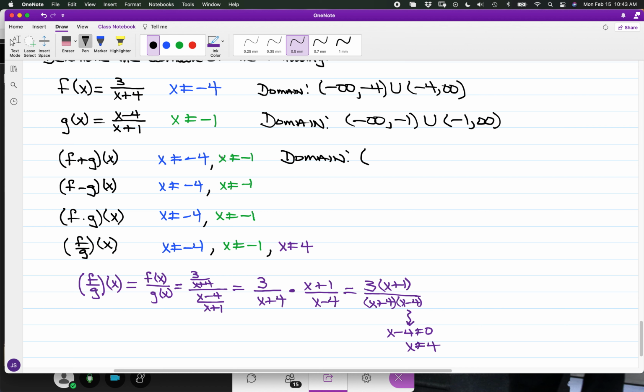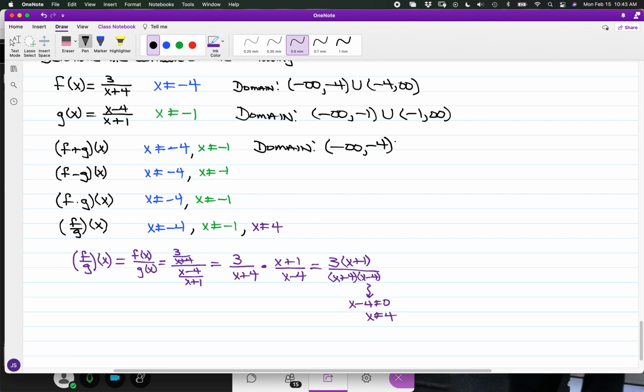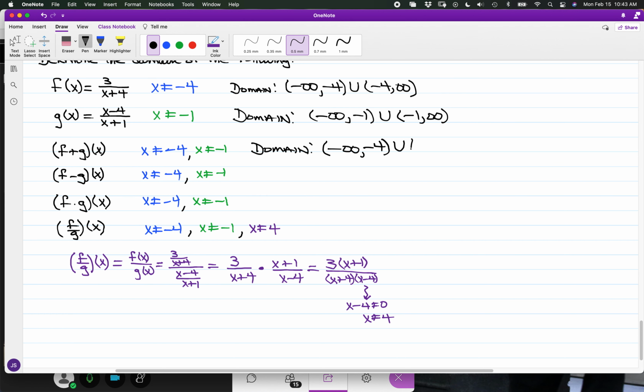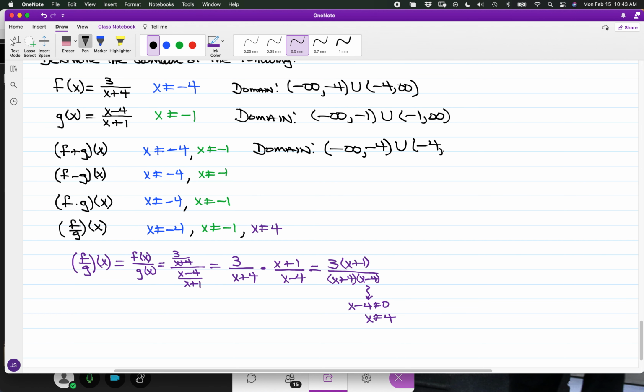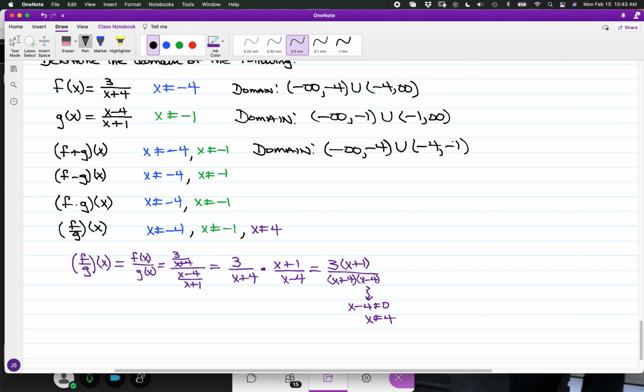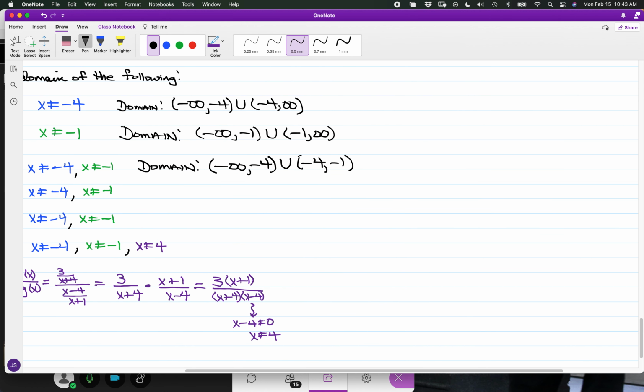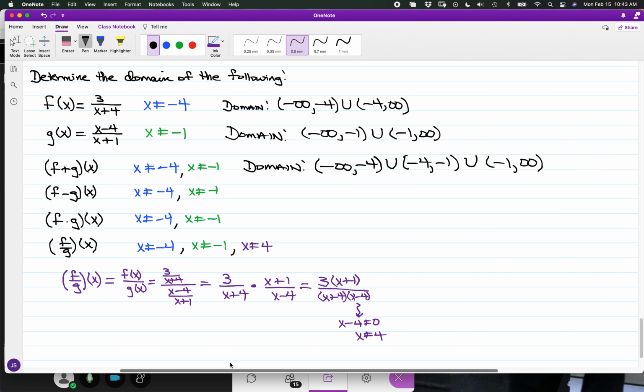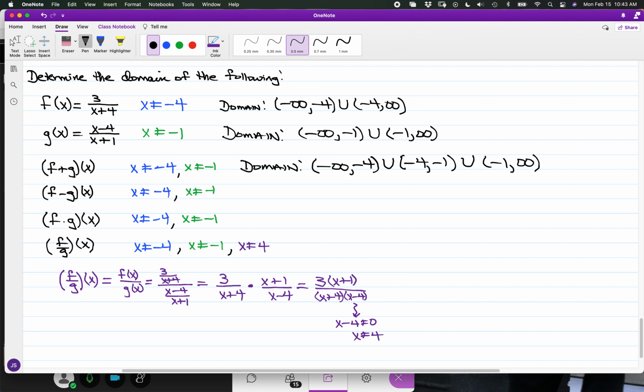So just sequencing, we're looking at those values of x less than negative 4, bypassing negative 4, approaching but not including negative 1. So again, we have parentheses. And for the rest of the set, we have those values of x greater than negative 1. That will be the same domain for the difference and the product functions too.